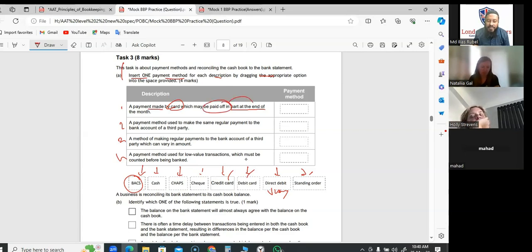Part at the end of the month. What about the debit card? On the debit card you pay then and there, don't you? And obviously credit card is left over. Credit card, yes, at the end of the month we settle.